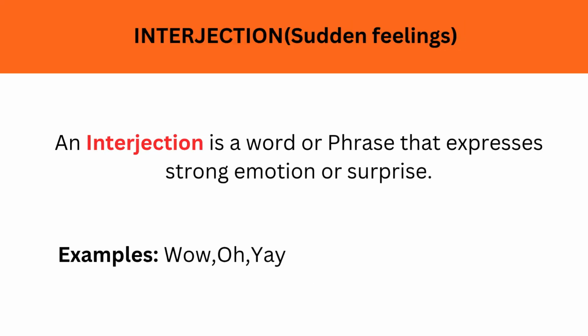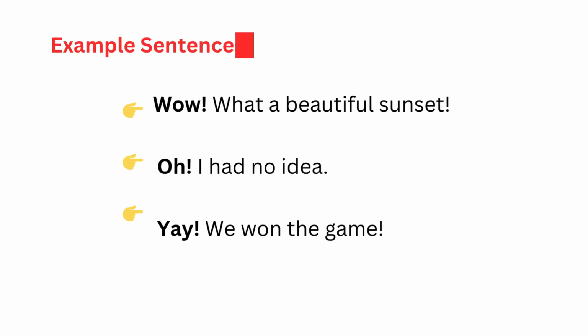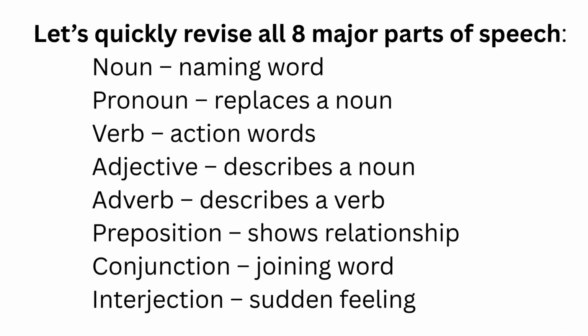Interjection. Interjection is a sudden feeling. An interjection is a word or phrase that expresses strong emotion or surprise. Examples: Wow! Oh! Yay! Example sentences: Wow! What a beautiful sunset! Oh! I had no idea! Yeah! We won the game! Now, let's quickly revise all 8 major parts of speech.